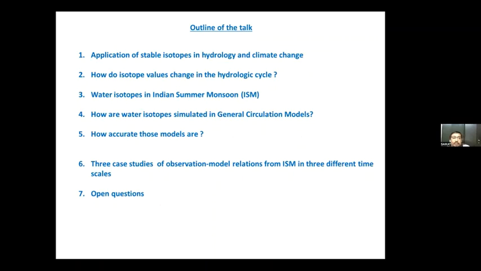So this is the outline of my talk. In the first few slides, I will be talking about the application of stable isotopes in hydrology and climate change. And then I will discuss how isotope values change in the hydrologic cycle. Next, we'll discuss the water isotopes in the Indian summer monsoon, and why it is so important. Then how are the water isotopes simulated in the models? Mostly I will be talking about the general circulation models. Then how accurate those models are.